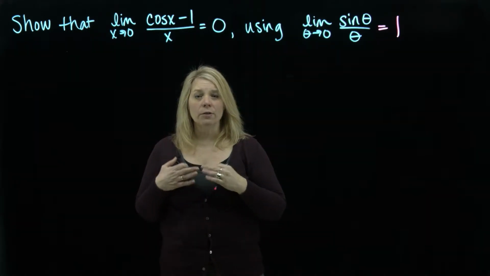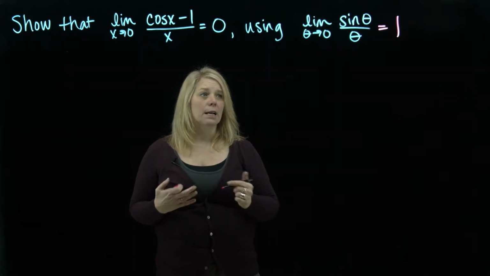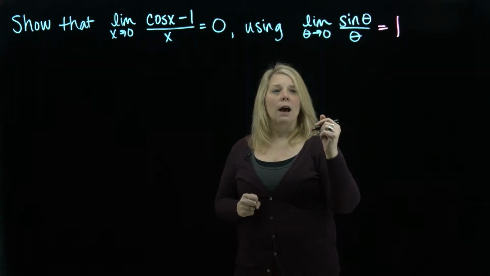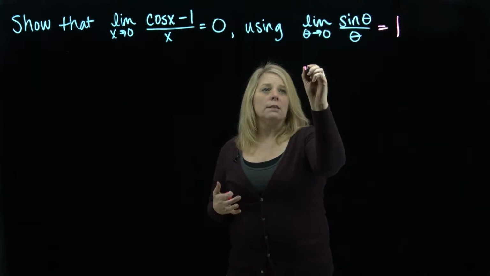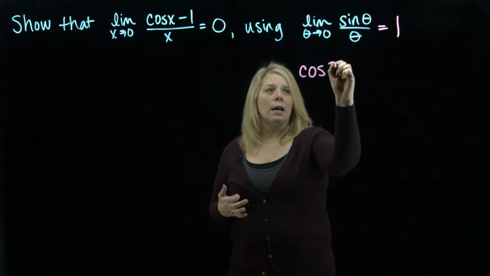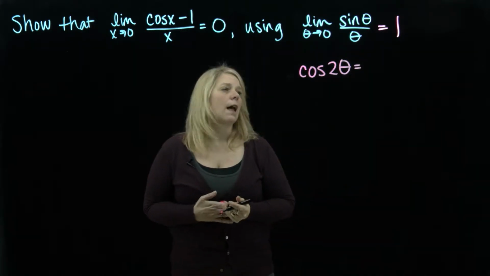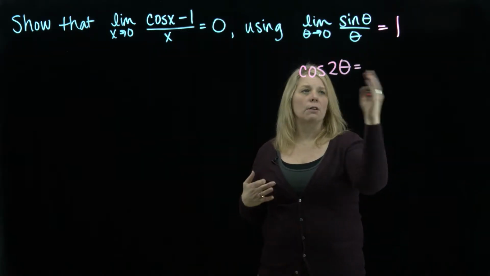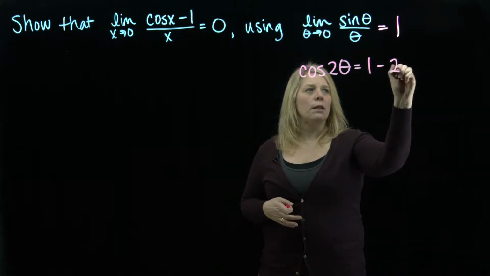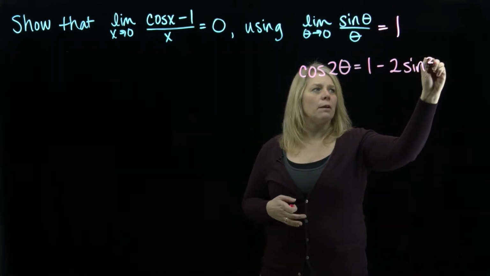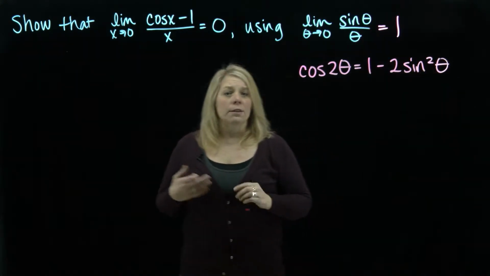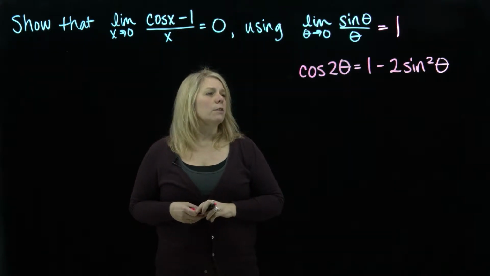All right, so in trigonometry, you would have probably called this a double angle identity. It's a double angle identity for cosine of 2 theta. And there's several different ones for that identity, but the one that relates cosine to sine is 1 minus 2 sine squared theta. All right, so that's the identity that we're going to use.